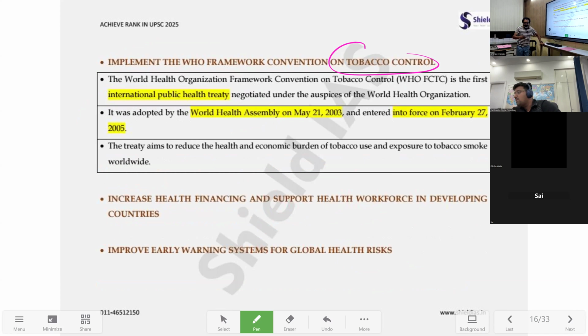By doing all these things, we are creating a safe and healthy human resource in the country. That means this healthy resource is productive.